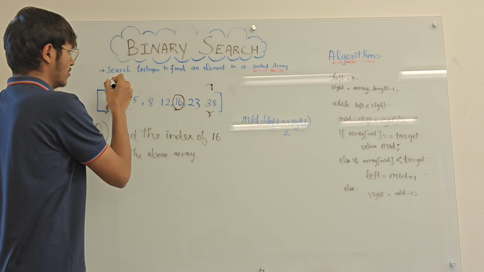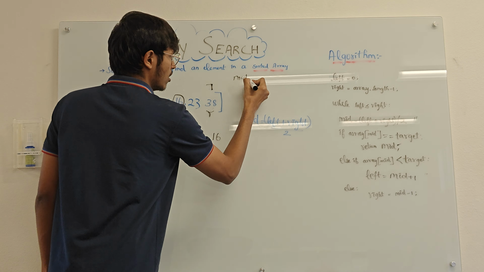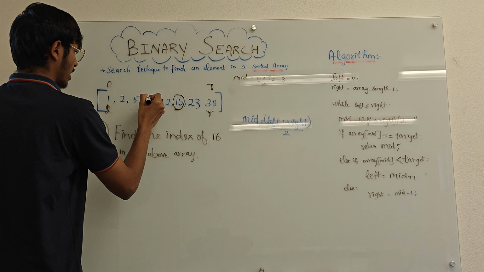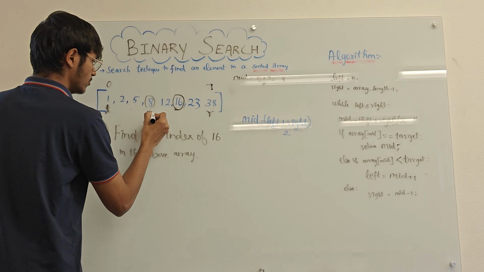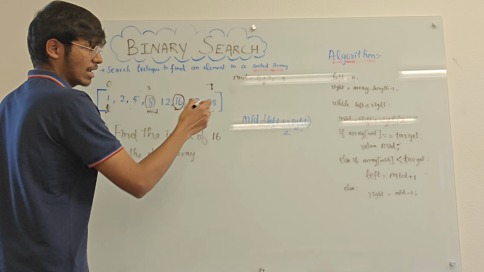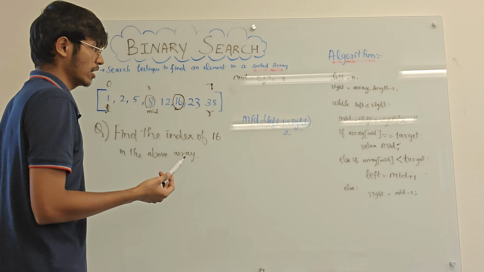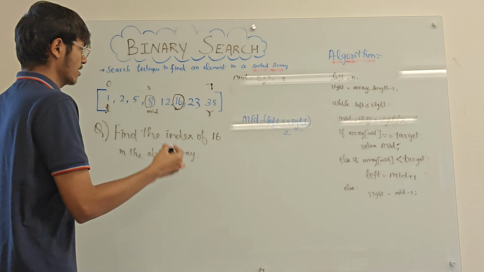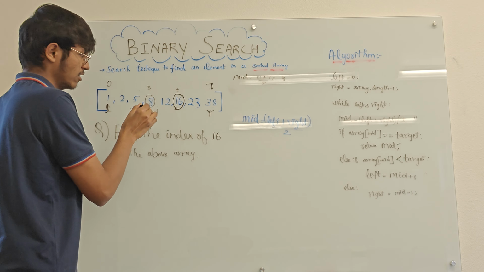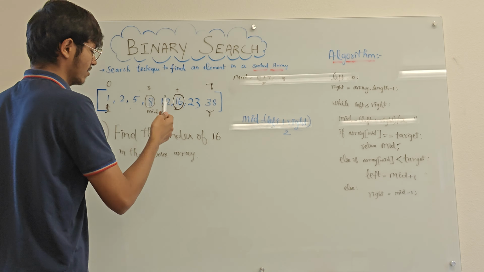Here the left and right are initialized to 0 and 7. At first our mid will be 0 plus 7 divided by 2, which is 3. So 8 will be our mid. We run the algorithm again. We check if 8 is equal to the target. No, it is not equal to the target. We check if 8 is less than the target. Yes, our target is 16, and 8 is the element at the mid. So the element at the mid is less than the target.